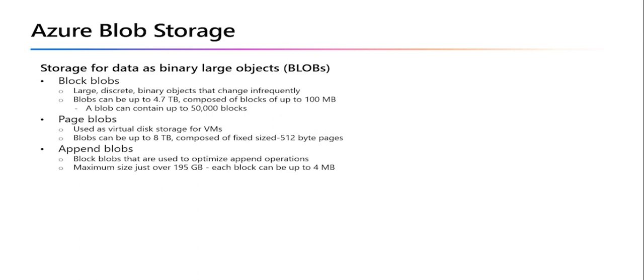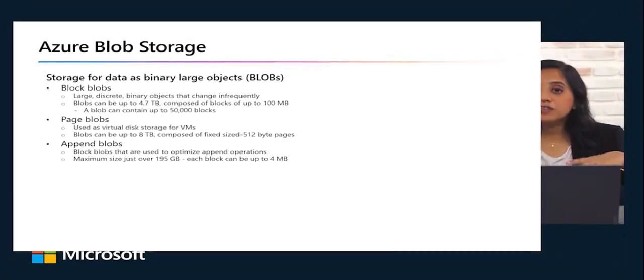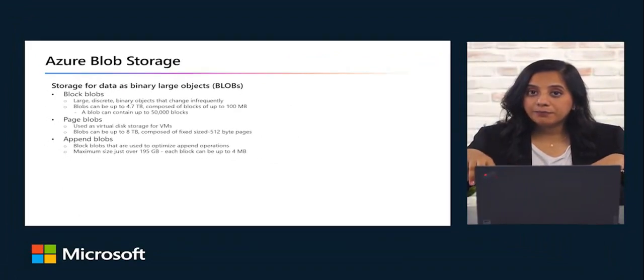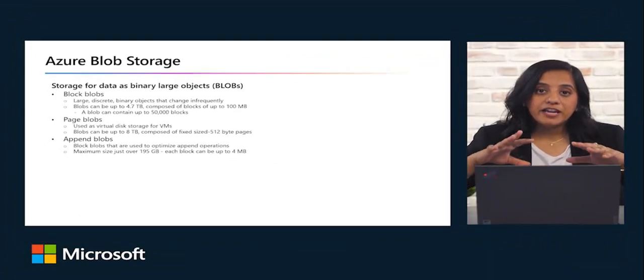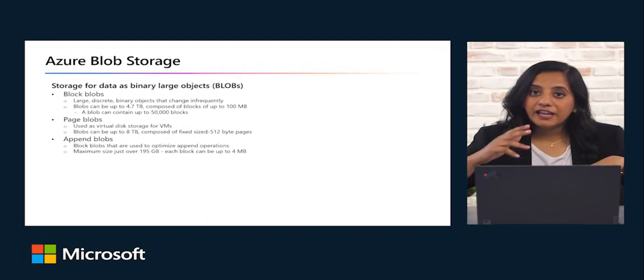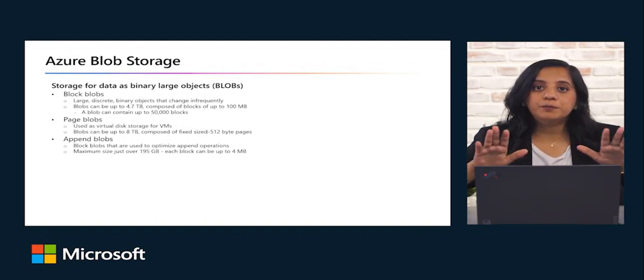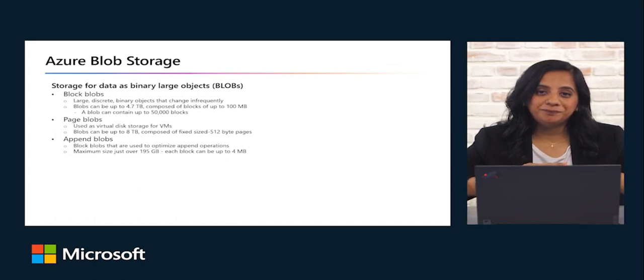So how do you decide which blob to use? If you're using VHD files for the disks for the VM, go for page blobs. If you're looking for logging scenarios, go for append blobs. If not both of these options, just simply choose the block blob.